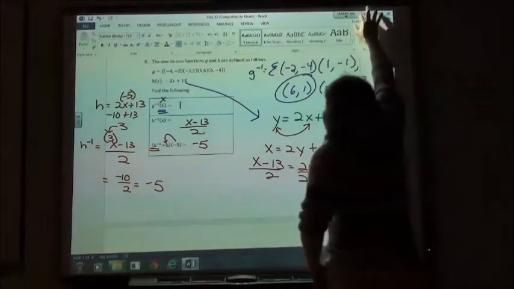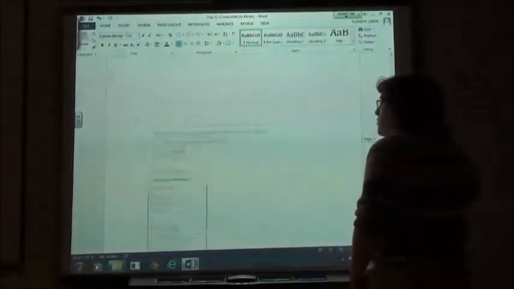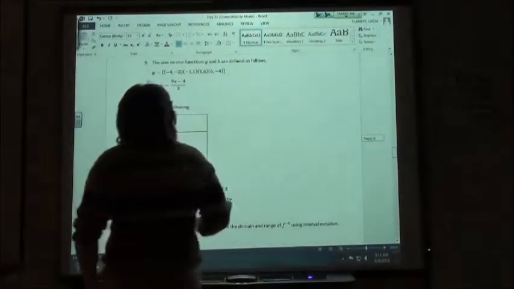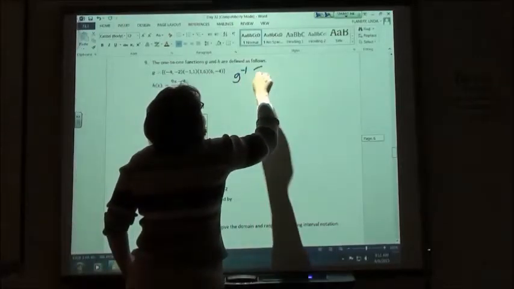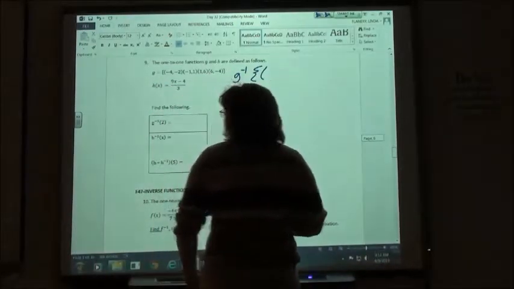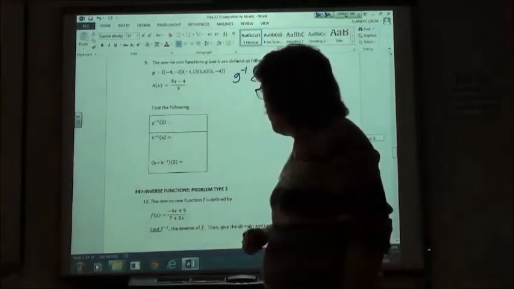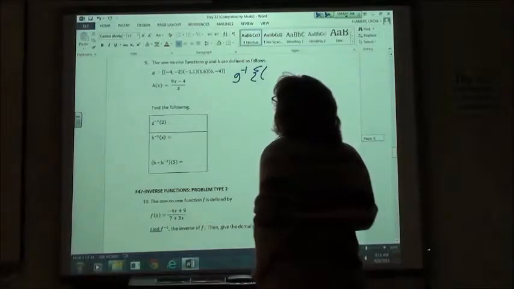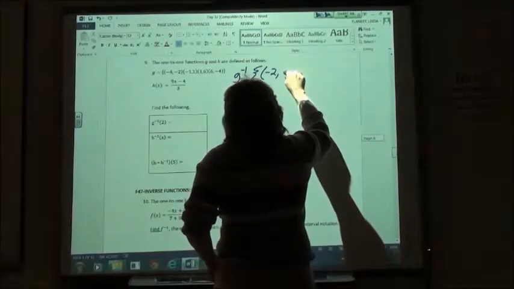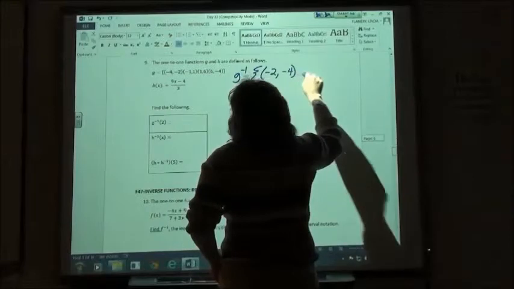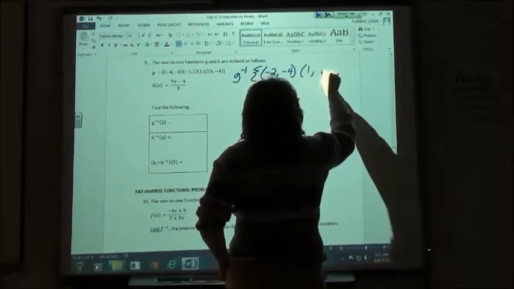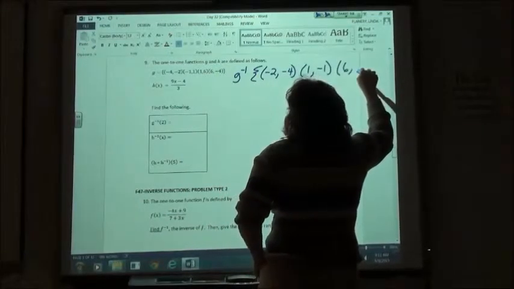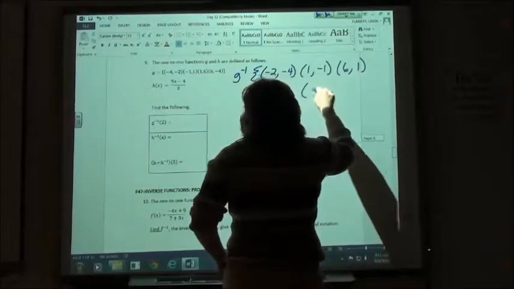All right. Let's try number 9 then. Number 9, first going to do the inverse of our g function. So writing down our ordered pairs, they are going to be what? It's going to be negative 2, 4, 1, negative 1, 6 and 1, and negative 4 and 6.